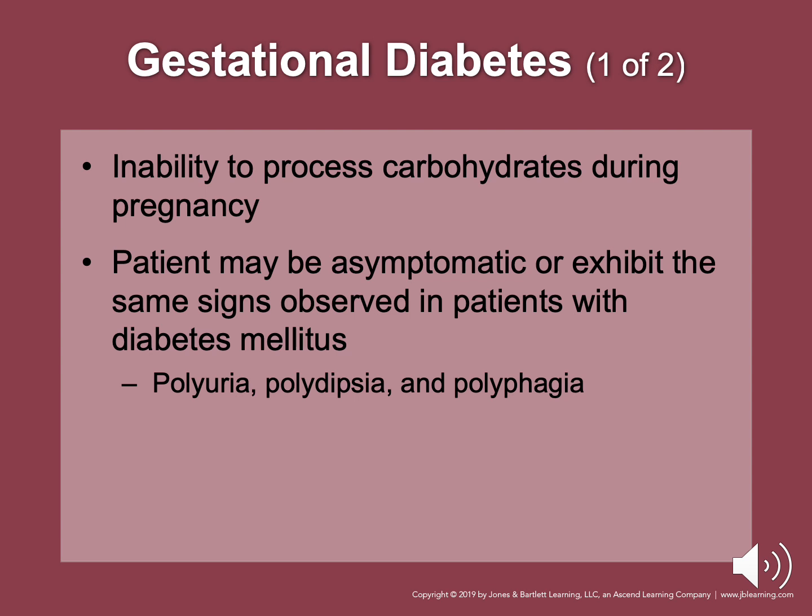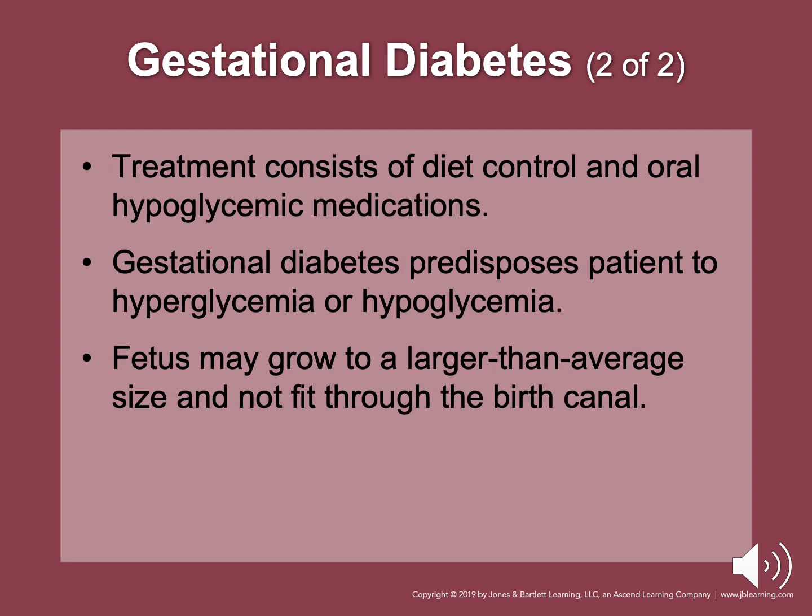Patients with diabetes may experience wildly fluctuating blood glucose levels. Gestational diabetes predisposes the patient to hypoglycemia or hyperglycemia. The fetus may grow to a larger than average size and not fit into the birth canal.